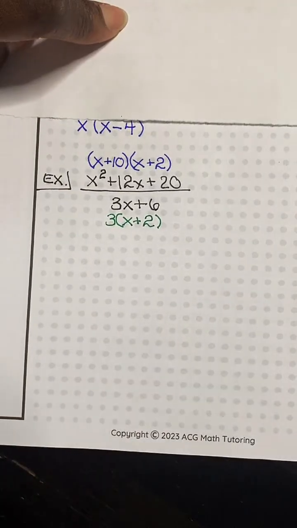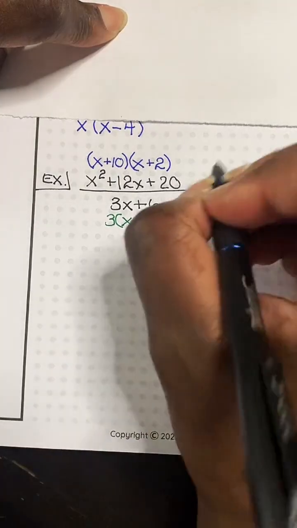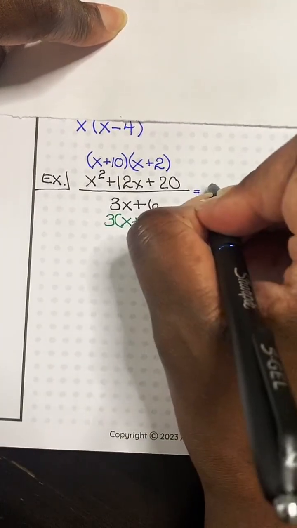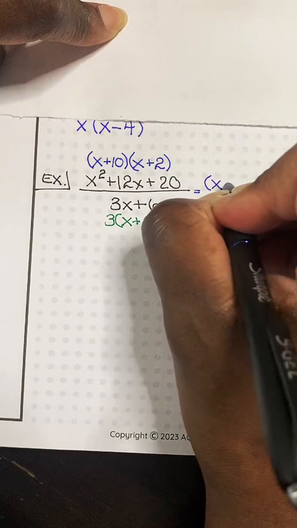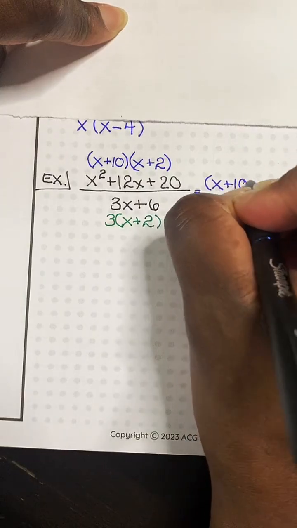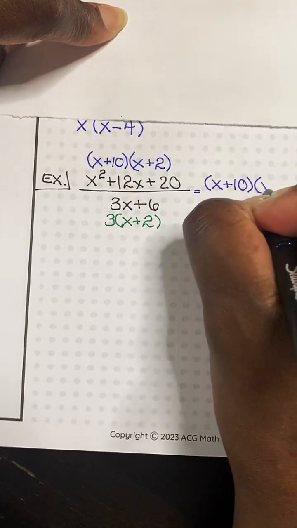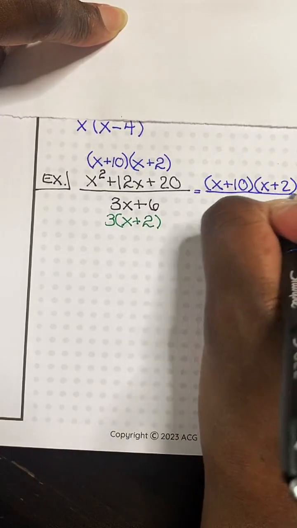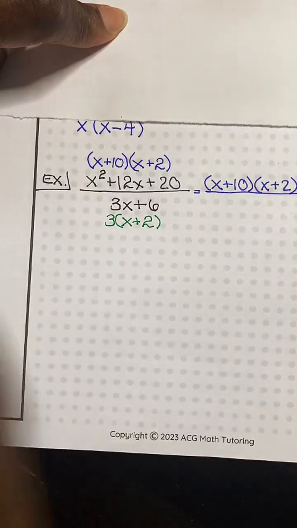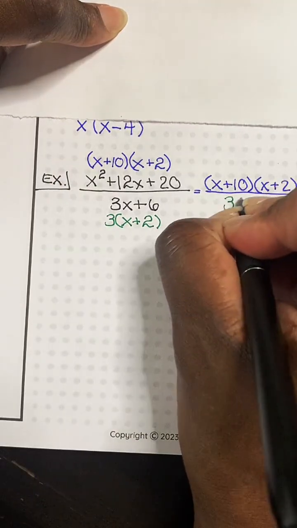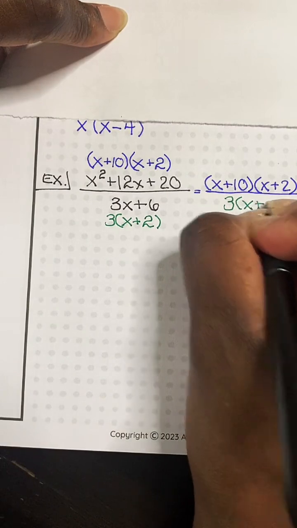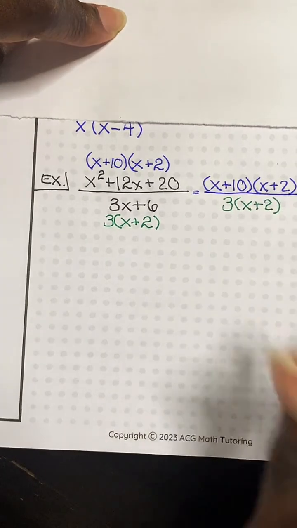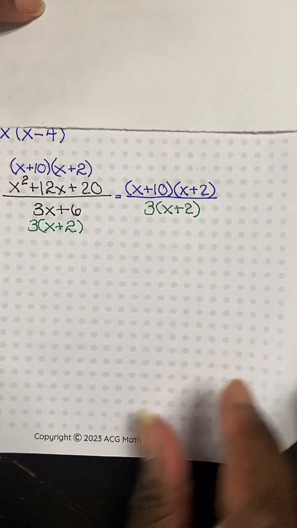All right. So if I need to, I mean, you could probably see it, but for those that can't, I will rewrite. So x plus 10 times x plus 2. And then our denominator was 3 times x plus 2. What do you notice?